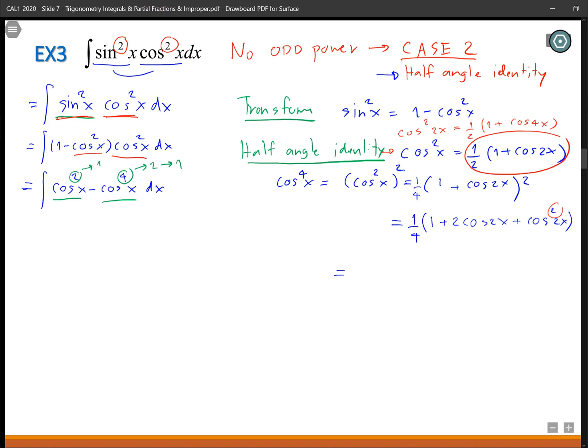Alright, so let's put this in. Here we have 1 over 4. Everything is the same, 1 plus 2 cosine 2x, plus before it was this, but now we are going to substitute this in. Here we have 1 over 2, 1 plus cosine 4x.